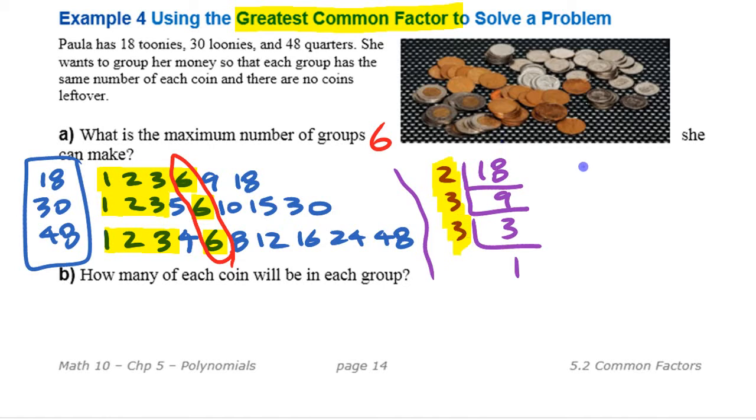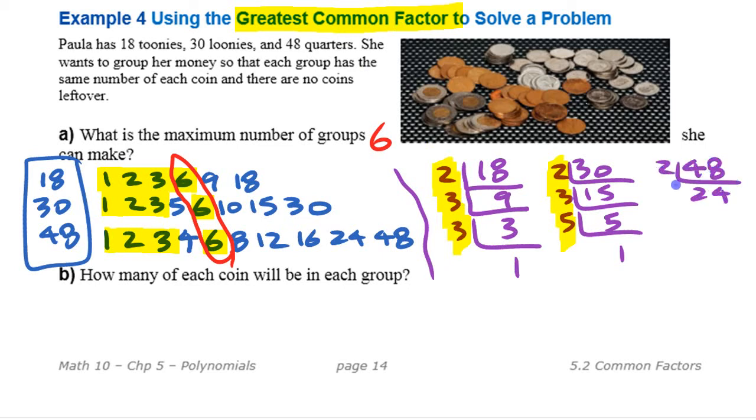You can do the other 2 as well. 30, you can divide it by 2, you get 15. You can't divide that by 2, but you can divide it by 3, and you get 5. You can divide that by 5, and you get 1. And those are your prime factors there. Last one, 48. Divided by 2, you get 24. Divide by 2 again, you get 12. Again, you get 6. Keep dividing it by 2 until you can't anymore. You get 3. Divide that by 3, you get 1. So those are its prime factors.